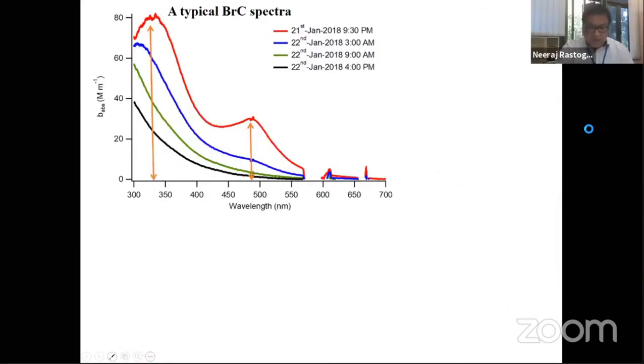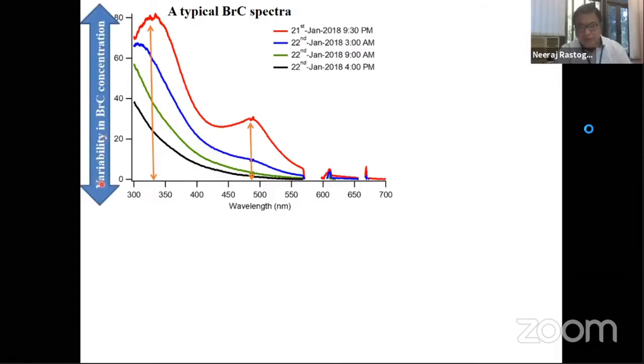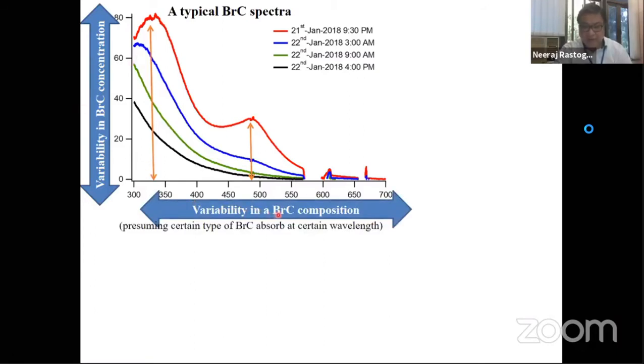Okay, now let us see this. This is a little important slide, so just pay attention here. This is a typical BRC spectra. I have just put four different times of the day. This was done over IIT Delhi. The y-axis tells you the variability in the BRC concentration. This was absorption coefficient, so a higher value means more concentration of BRC. And the x-axis tells the variability in BRC chemical composition, presuming certain types of BRC absorb at certain wavelengths. So whatever you are seeing is the net effect of all BRC species. So variability you can see from the x-axis.